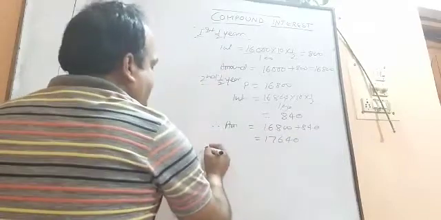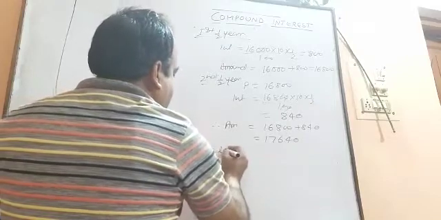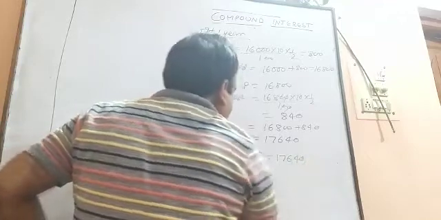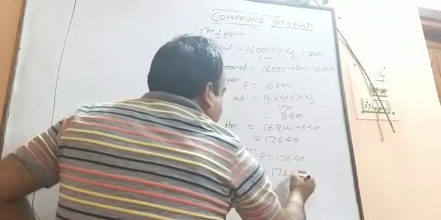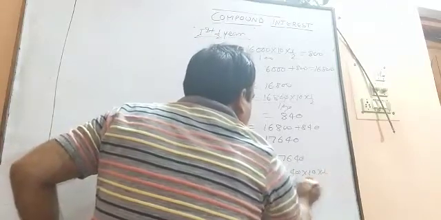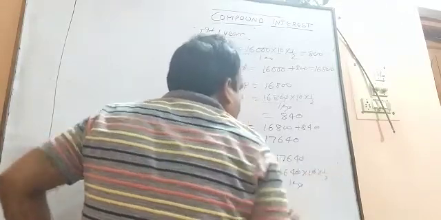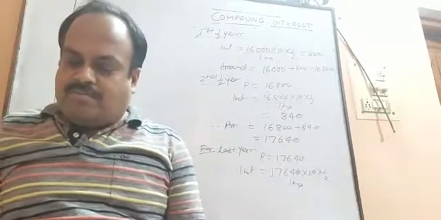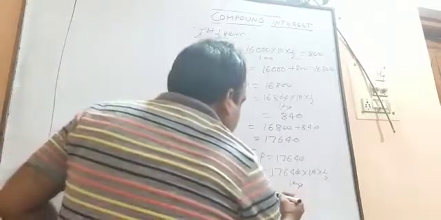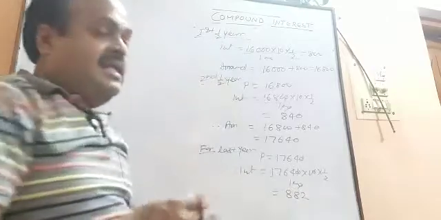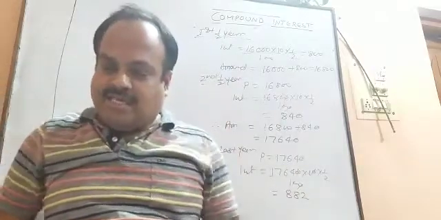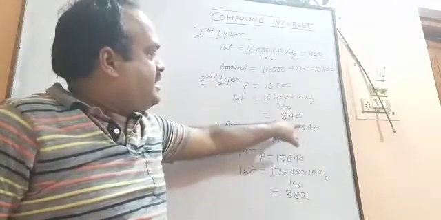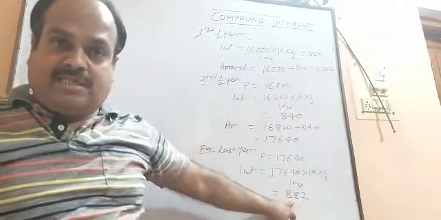So for last half year, principal will be 17,640. Interest will be 17,640 into 10 into 1/2 upon 100, which comes as 882. Therefore, for the first half year, the compound interest is 800. For the second half year, the compound interest is 840. For the third half year, the compound interest is 882.